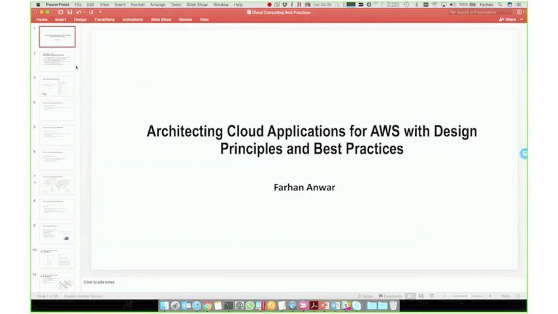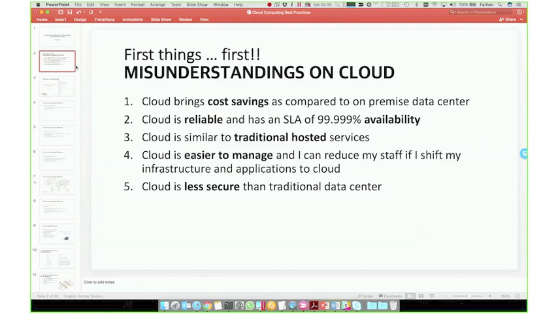First things first, let's clear out some misunderstandings on the cloud before we begin our design session. The first misunderstanding is that many people go to the cloud saying that the cloud would bring cost savings as compared to whatever they are hosting on their existing on-premise data center. That is not necessarily true. In a 3 year run, the cloud cost is exactly the same or almost the same as the on-premise infrastructure. The way that cloud can bring in cost saving is that the architecture you design in the cloud is rightly sized rather than peak sized.